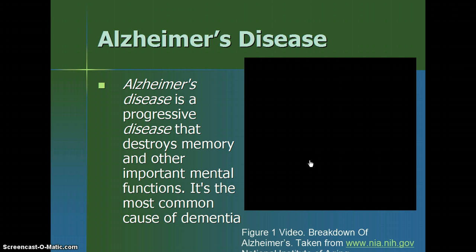Alzheimer's disease is a progressive disease that destroys memory and other important mental functions. It's the most common cause of dementia. Let's look at a video about the breakdown of Alzheimer's and how it affects the brain and how the cells are affected, as well as neurons and neurotransmitters in sending information and signals to the brain for its function. Here's our video.